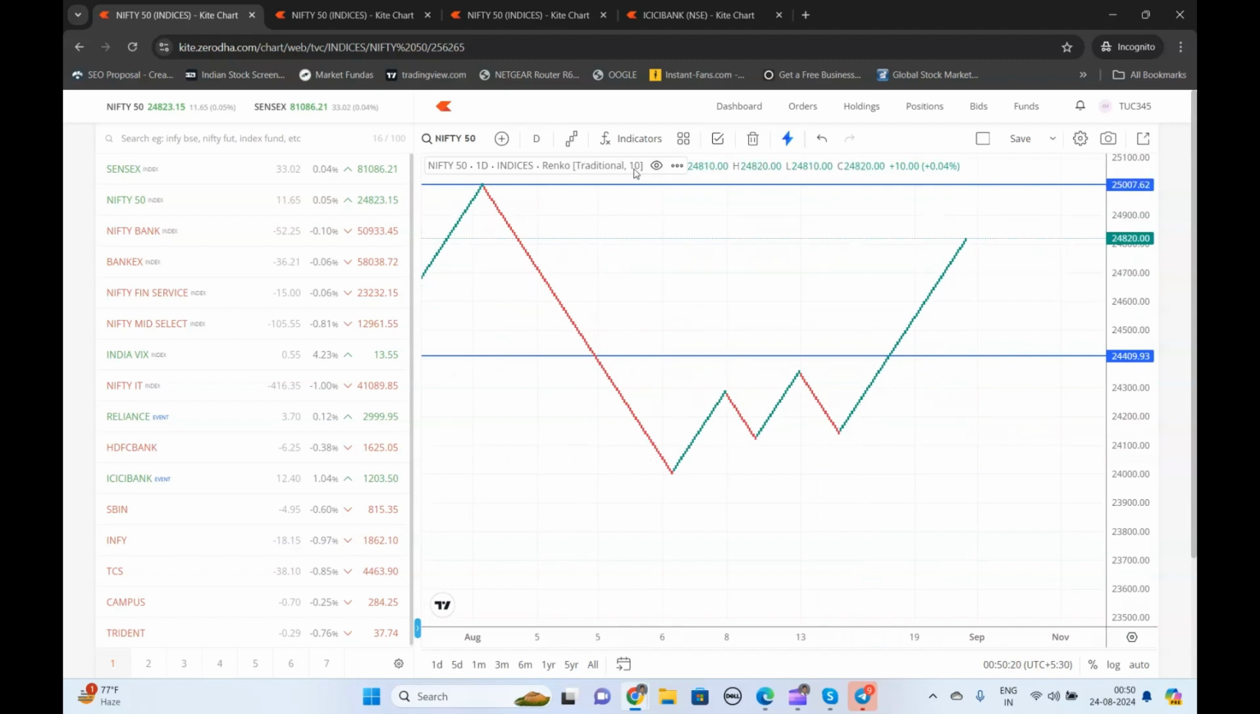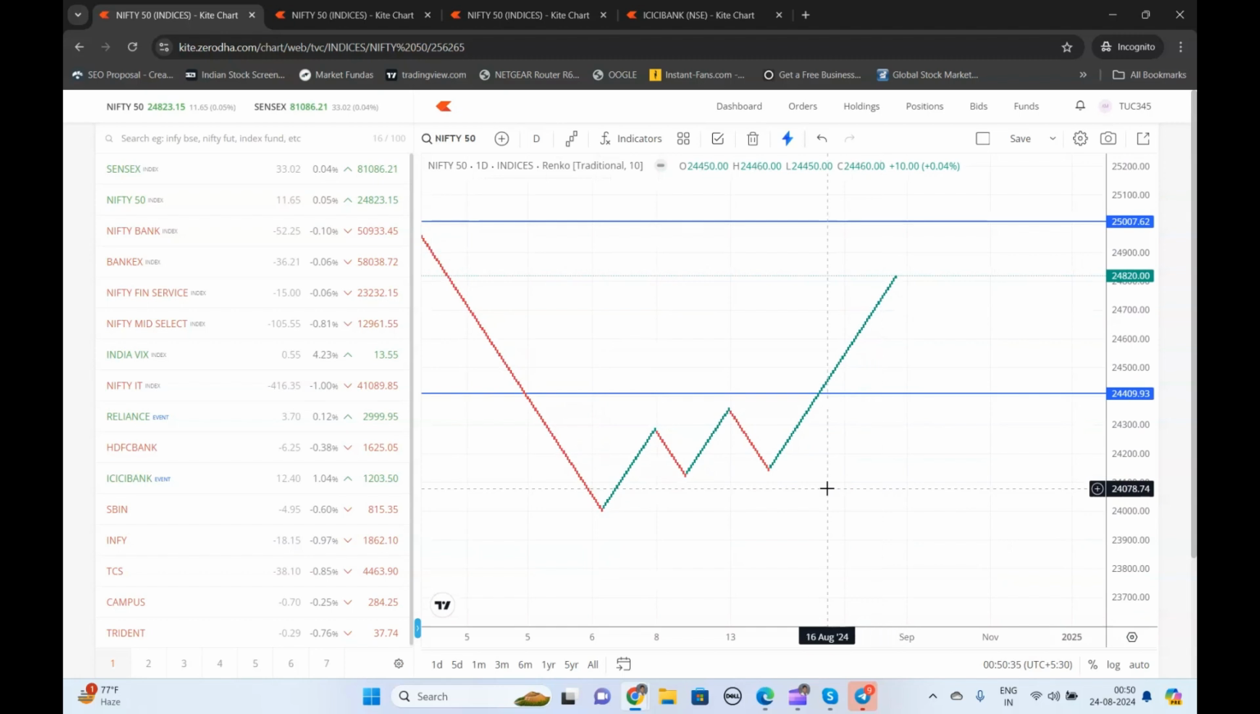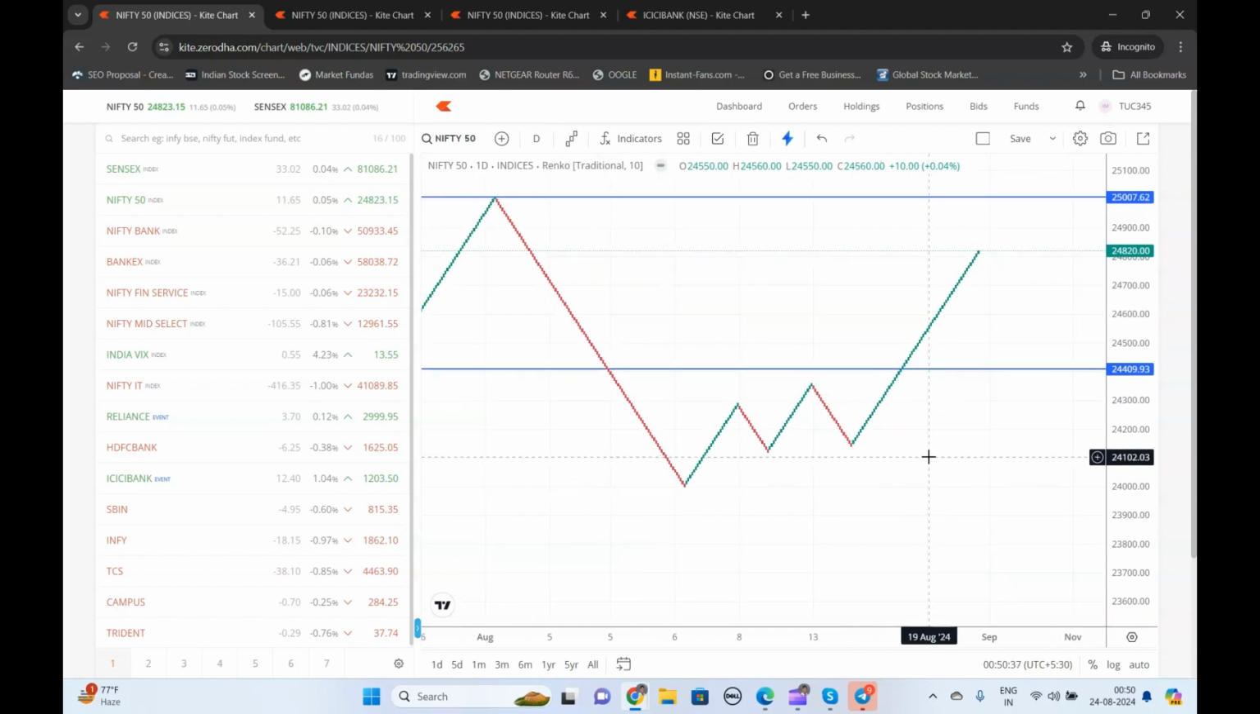And I've given the brick size only 10. That means 10 points, 10 rupees of movement up and down. That's how the bricks are formed. Bricks don't follow the timeline, as I said before. They follow the price. This is how you can become a directional player, whether you want to buy or sell.